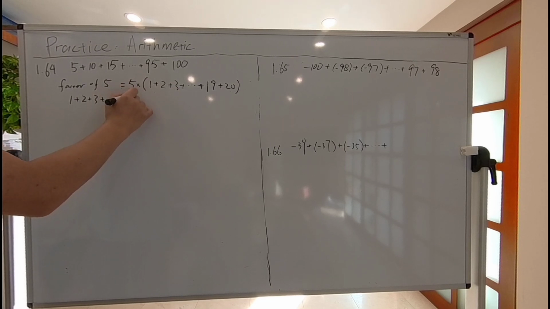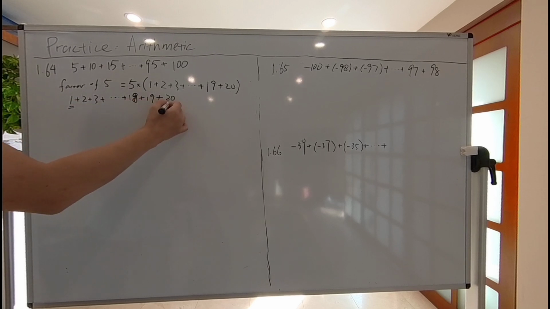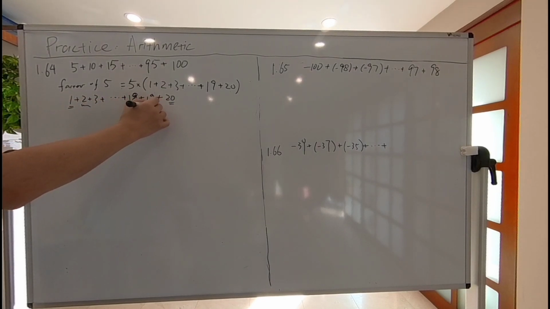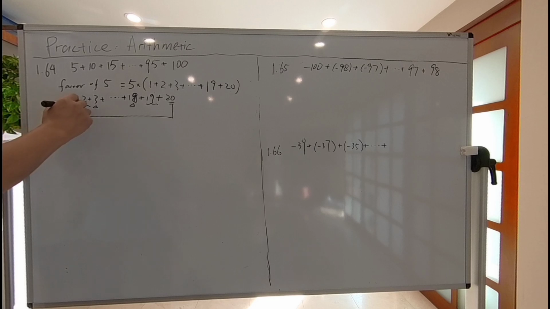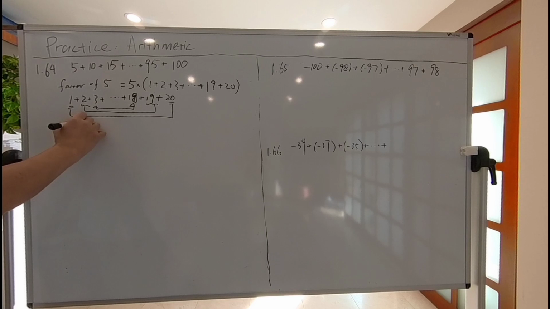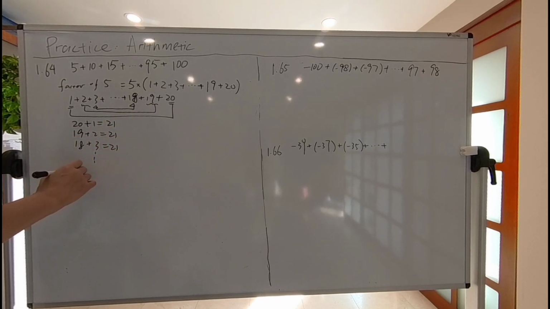In fact, if I write a couple more terms at the beginning and the end, you will probably see that number 1 and number 20, number 2 and number 19, number 3 and number 18, if I'm adding up the first one with the last one, and the second one with the second last one, the third one with the third last one, they seem all equal to each other. 19 plus 2 is 21, 18 plus 3 is also 21, so it's all equal to 21.